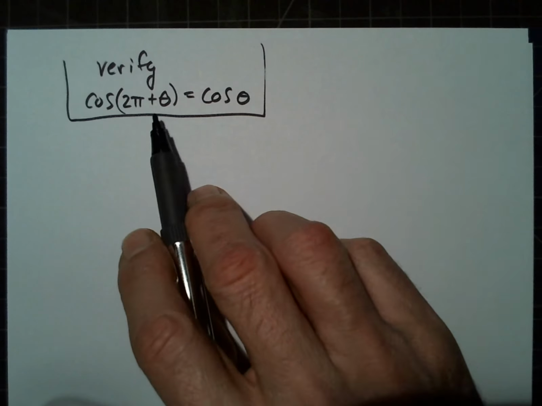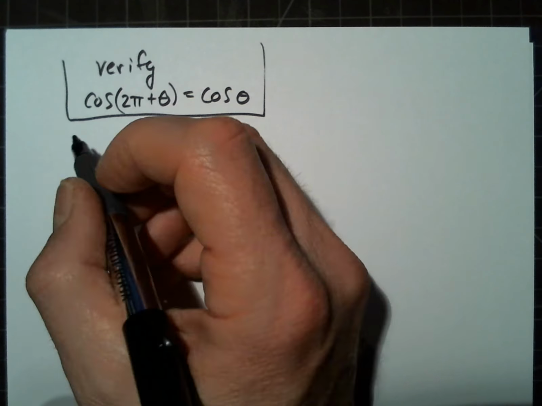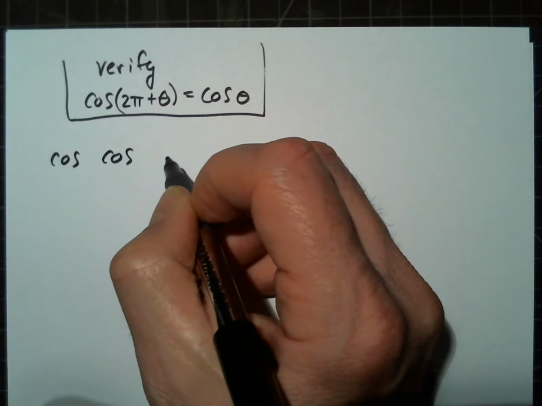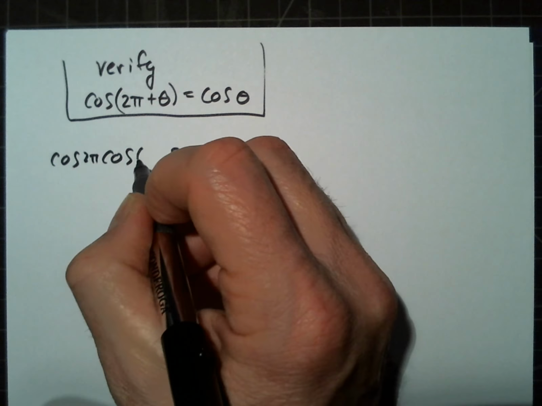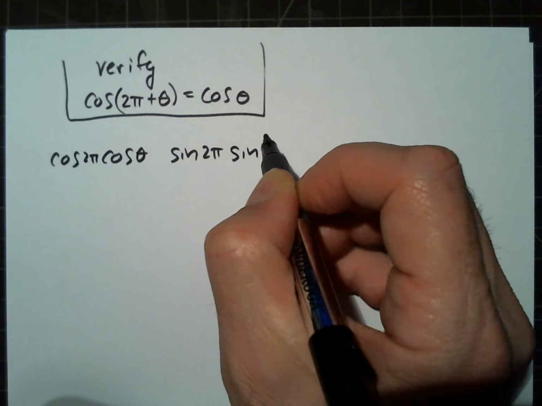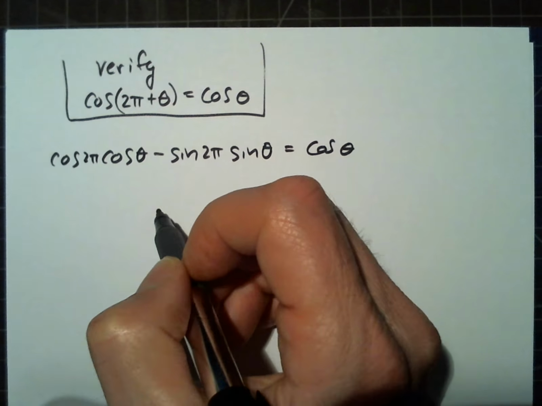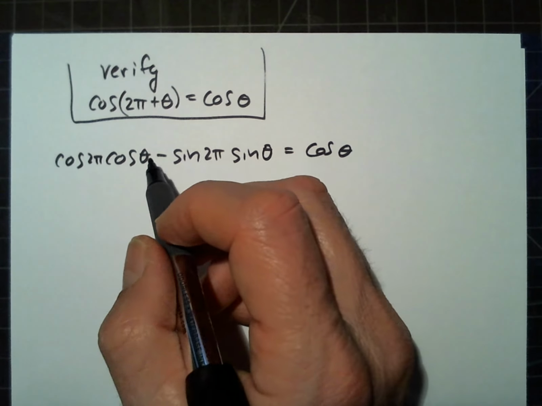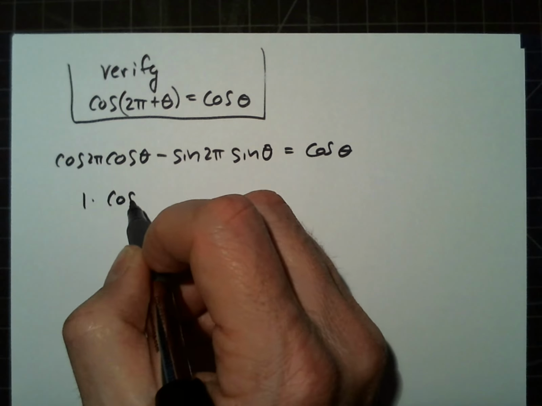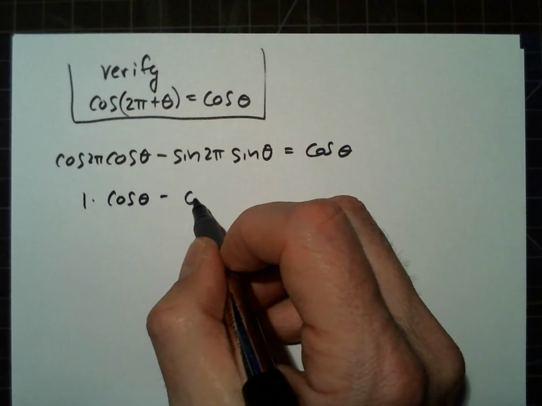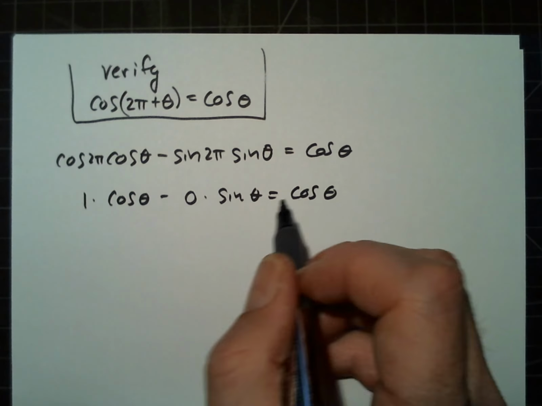Okay, so if we see a sum, let's go ahead and use the sum formula for cosine. And it's addition, so we have to use subtraction, the opposite operation. Cosine of 2 pi is 1. Sine of 2 pi is 0. So cosine equals cosine.